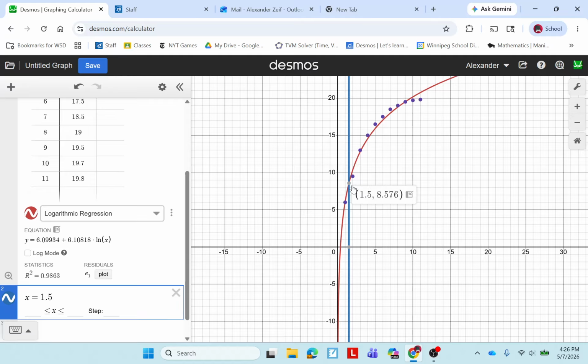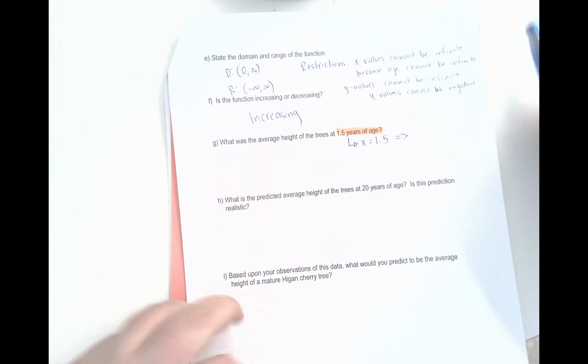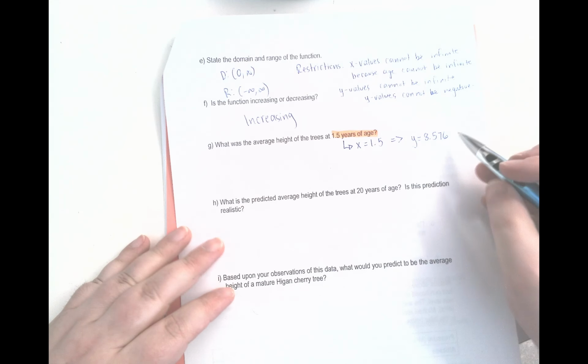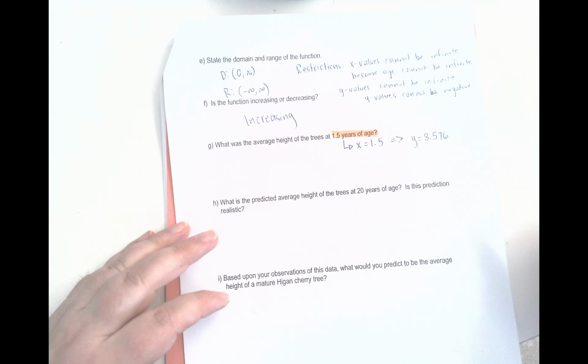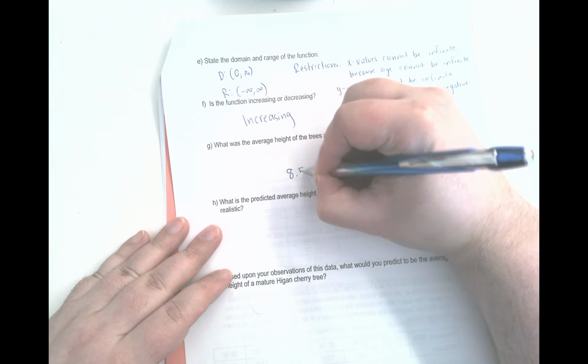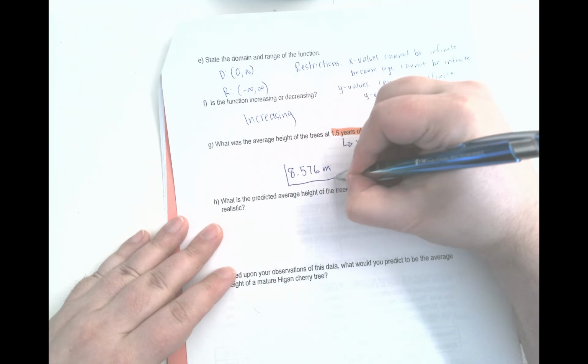I get this intersection point that appears, and the height of the tree is 8.576. So we get a y value of 8.576. Again, make sure you are answering to at least 2 decimal places. But we aren't just interested in the y value, we're interested in answering the question. So it would be 8.576 meters because we're talking about the height of a tree.